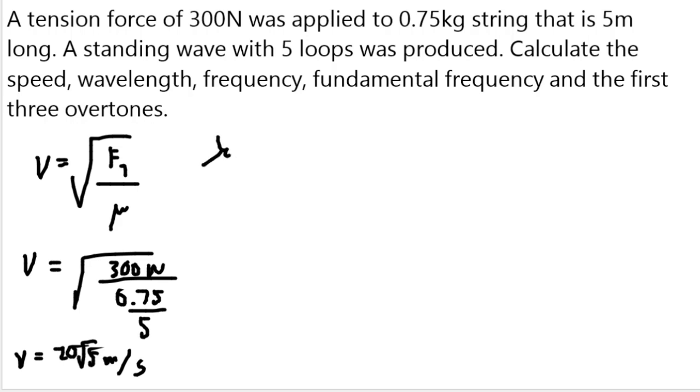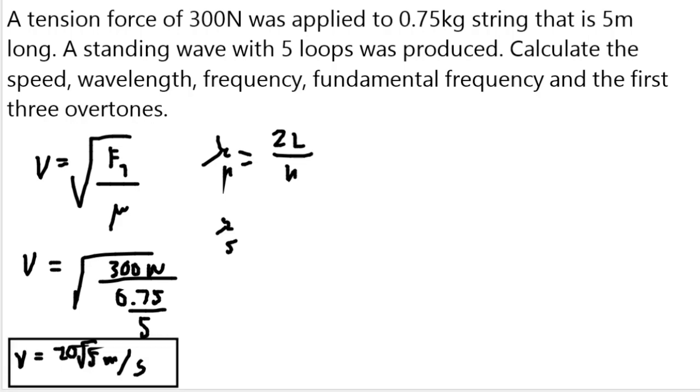Now let's calculate the wavelength. The wavelength depends on the number of nodes. It's going to be 2L divided by n. So we have 5 loops here. So let's calculate the wavelength for 5 loops. We got 2 times the length of the string, 5, divided by 5. You can just cancel the 5, leaving us with a wavelength of 2.